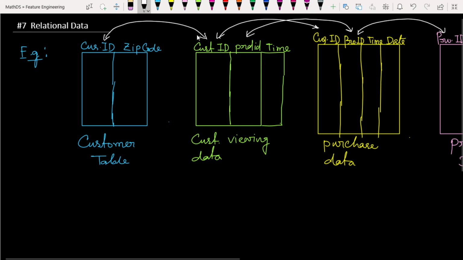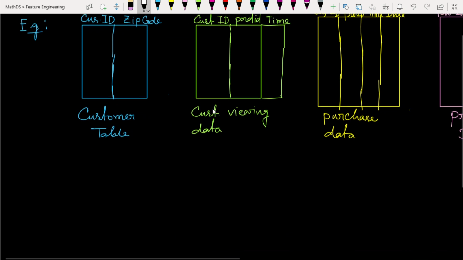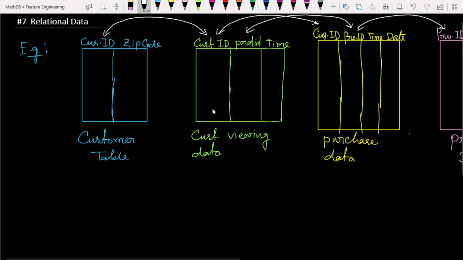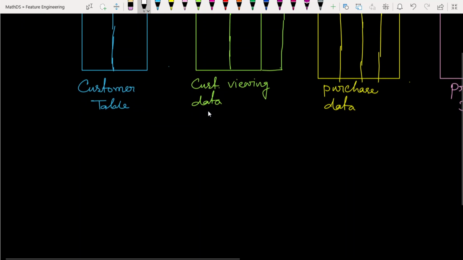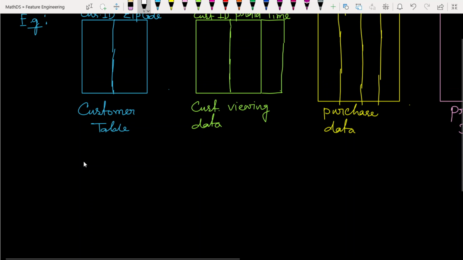The related column is called the primary key column. We will see these things in detail in my SQL chapters, but don't be confused about it. This is just an example of data collected by e-commerce websites like Amazon, Flipkart, etc. These tables, these data sets, are called relational databases.